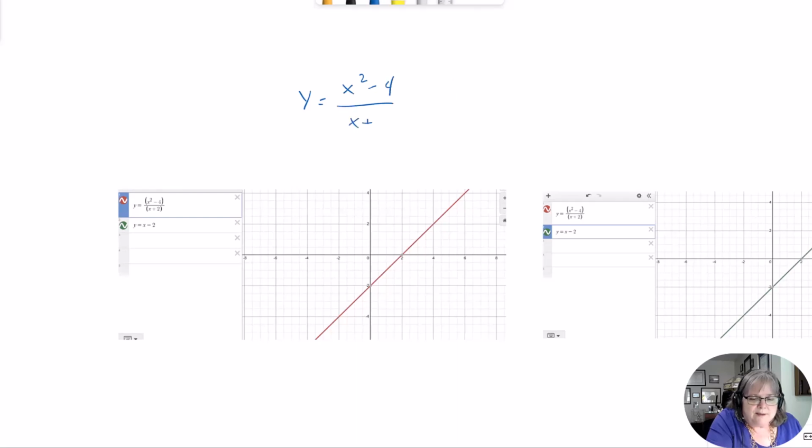At the end of the last video, I left you with this thought. If you have y is equal to x squared minus 4 over x plus 2, you know there's a restriction on the domain. x cannot be negative 2, correct? But if you graph it, okay, so see how this is red. This is that Desmos calculator again. Here is the graph for x squared minus 4 over x plus 2.